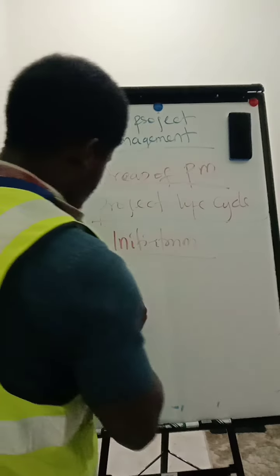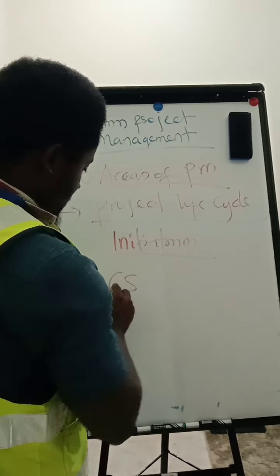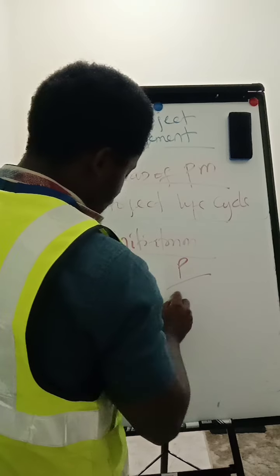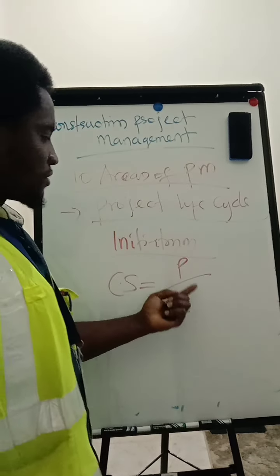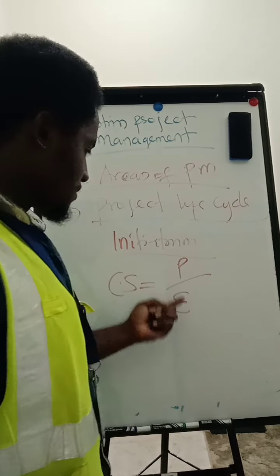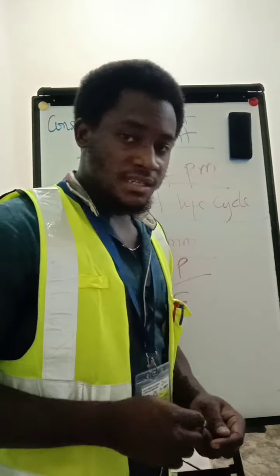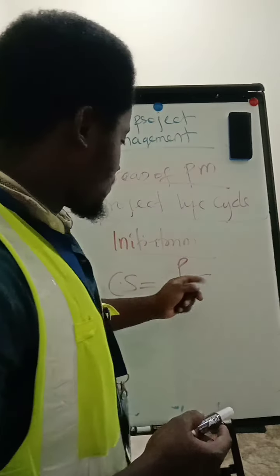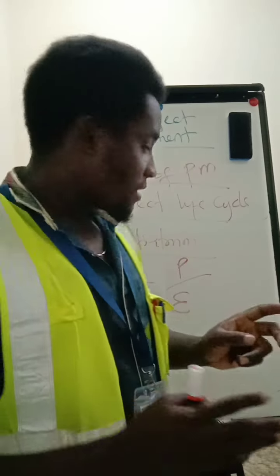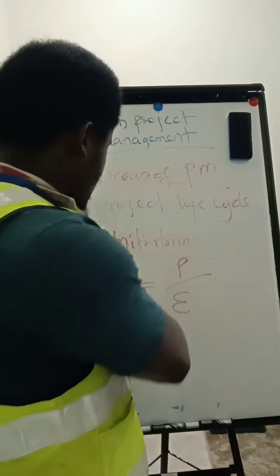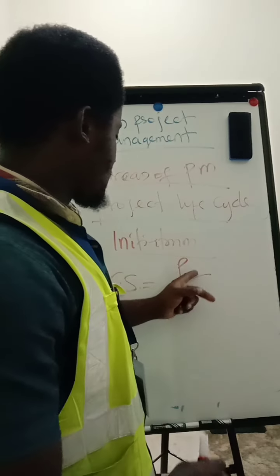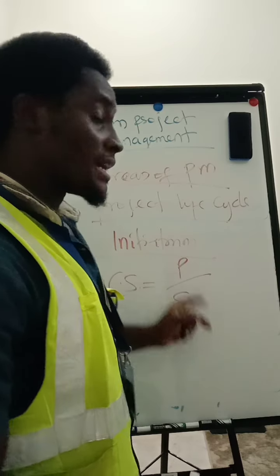In the initiation, we would have to understand what customer satisfaction is. So we define customer satisfaction as the ratio of the perception to the expectation. We define perception as a conscious understanding of something. So here, if you understand what the customer or the client needs, you give it to the client based on how the client has stated in the contract, you have satisfied the customer or the client directly.